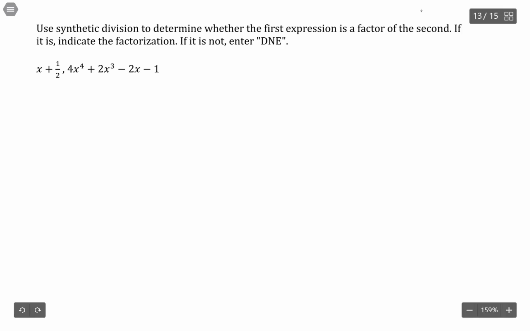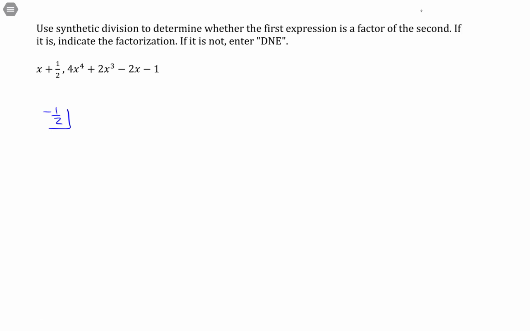And because this is a linear term with a leading term coefficient of 1, we can use synthetic division to make things easier. We just change this factor into a 0 by setting it to 0 and solving, or just thinking of taking the opposite of that value.